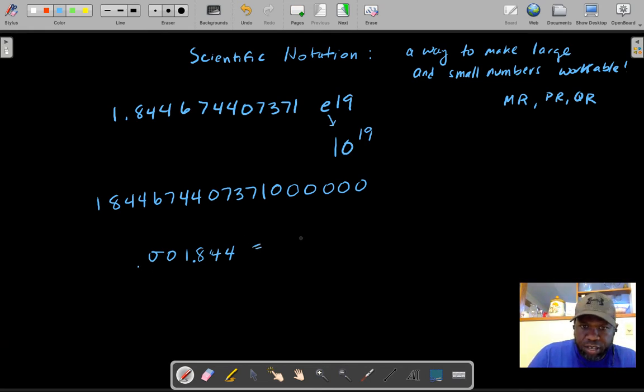So how I would rewrite that would be 1.844 times 10 to the negative 3. So that's how you would write a situation like that. So again, if you want to make it smaller, you go from that 1.8 portion, and you have to move it 3 spaces to the left. So I make it negative 3 if I go left. Okay, does that kind of make sense?